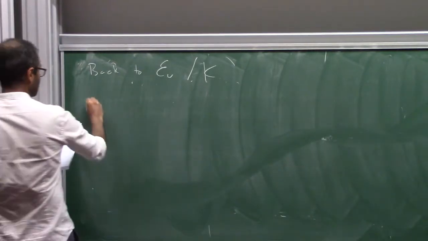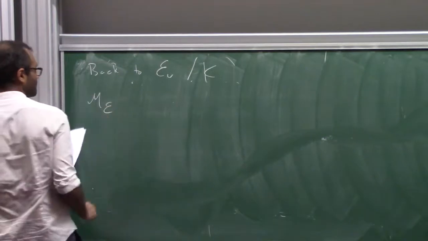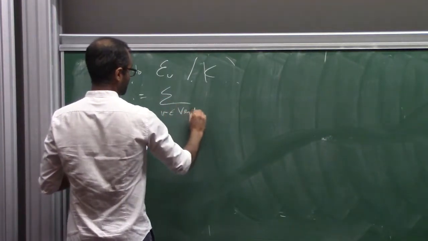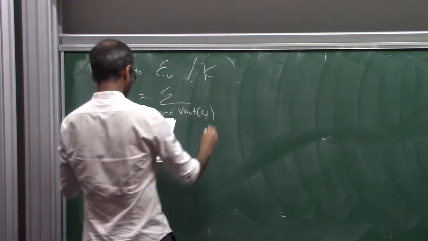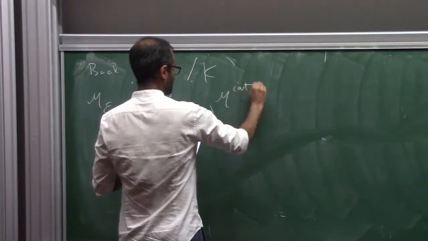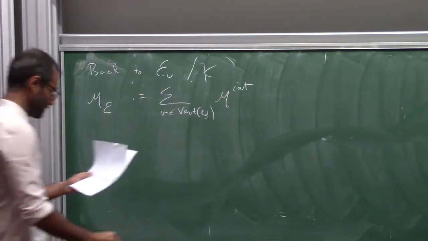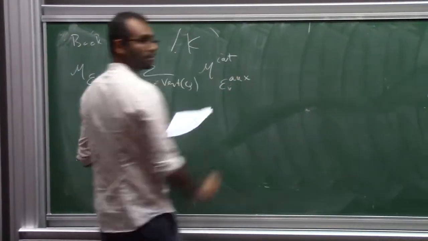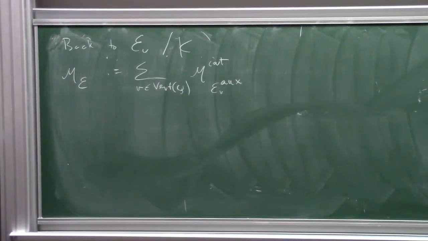We define the measure mu sub E to be the sum over vertices of Q of mu categorical with respect to the Bridgeland stability condition on the auxiliary quiver of E auxiliary, where E auxiliary is the auxiliary representation I have at each vertex.